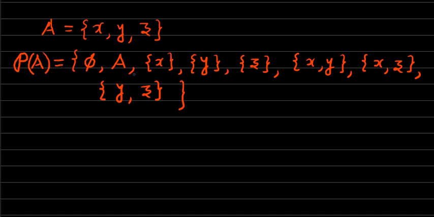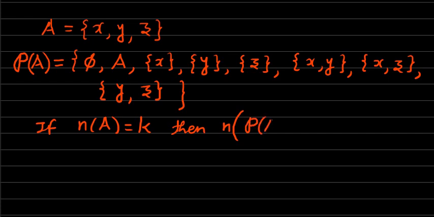And it is clear that if n of A is equal to k, where k is some natural number, that is, if the number of elements in the set A is equal to k, then the number of elements in the power set of A, n of power set of A, will be equal to 2 raised to k. So this is the formula. This is about the collection of sets.